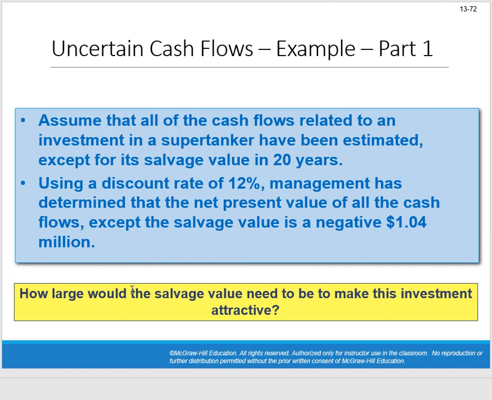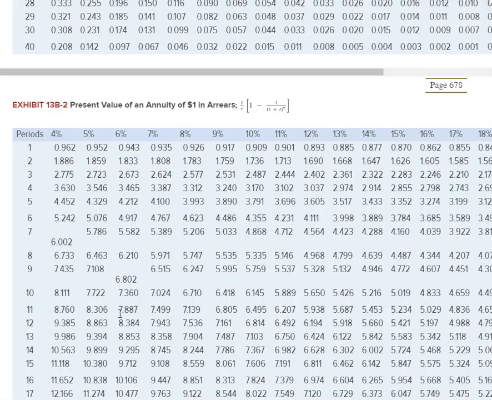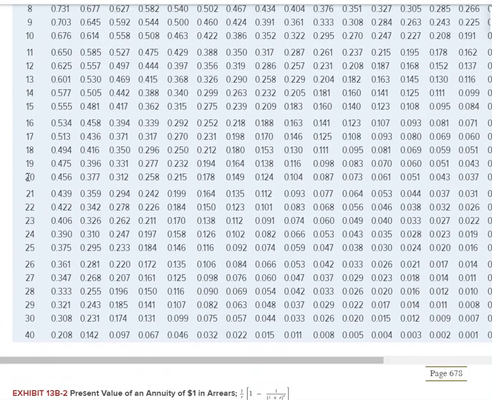I don't know. Anyhow, mathematically, they want to know how large would the salvage value need to be to make this investment attractive. So we're going to take the net present value that we need to offset, $1,040,000, and we're going to divide it by the PV factor. Where did we get that? We're going to go to PV of 1, so the first table, we're going to go to row 20, 12% column.